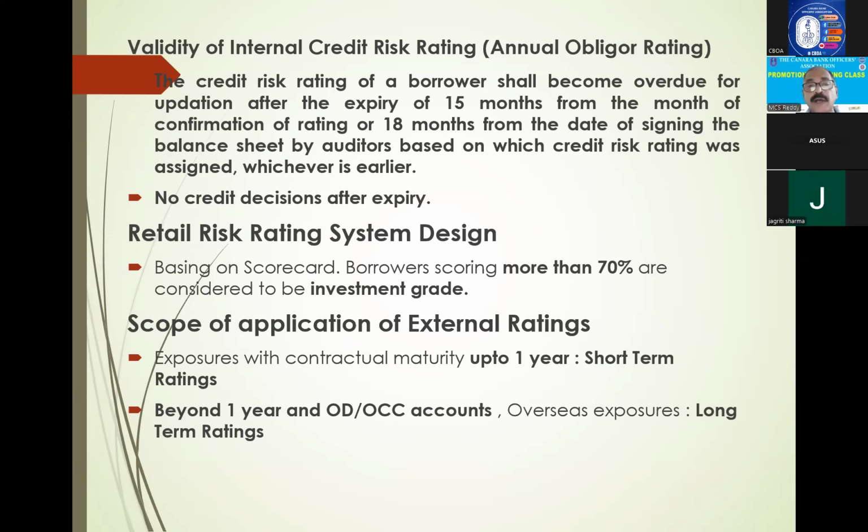Right? Scope of application of external ratings: where we have to do short-term rating, where we have to do long-term rating. Up to 1 year, we do short-term ratings, A1 plus, A1, like that. And beyond 1 year, triple A, double A, single A, BBB, like that, they will give for long term. Beyond 1 year, it is long-term ratings. OD, OCC also, though tenability is given for 12 months, it will be rolled over continuously. That is why it is done under long-term ratings only. Right?